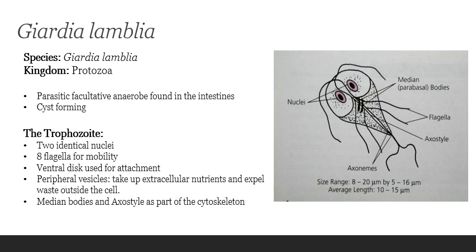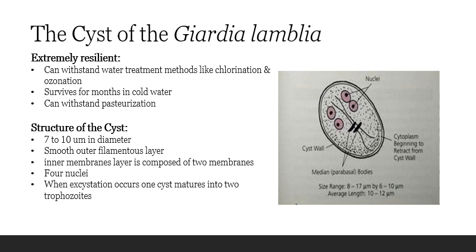So let's move on to the cyst. Now, this is what the cyst of the Giardia lamblia looks like, and it is actually extremely resilient. It can resist a lot of water treatment methods that we use, like chlorination and ozonation. It can survive for months in cold water, and I've read some research that suggests that it can actually withstand pasteurization.